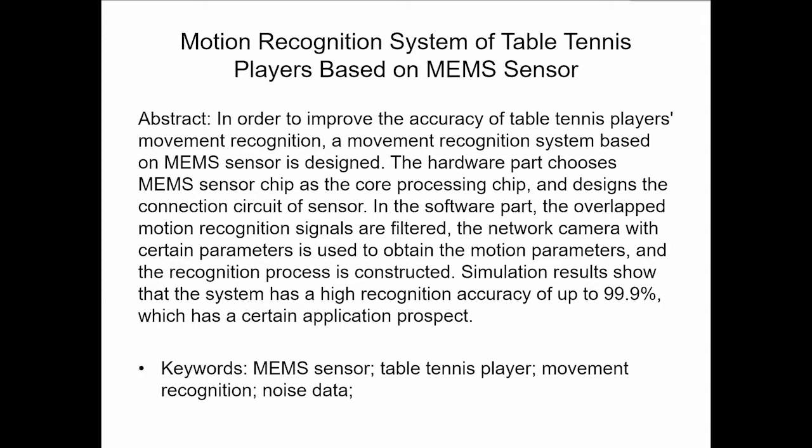The network camera with center parameters is used to obtain the motion parameters, and the recognition process is constructed. Simulation results show that the system has a high recognition accuracy of up to 99.9%, which has a certain application prospect. Keywords: MEMS sensor, table tennis player, movement recognition, noise data.